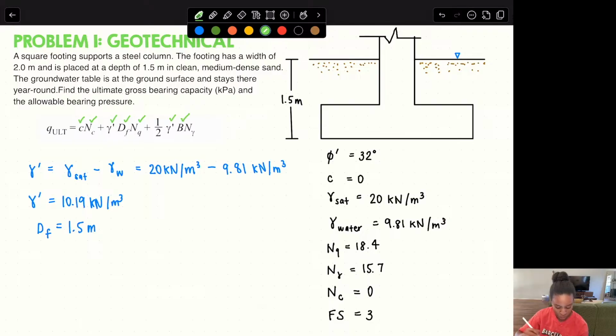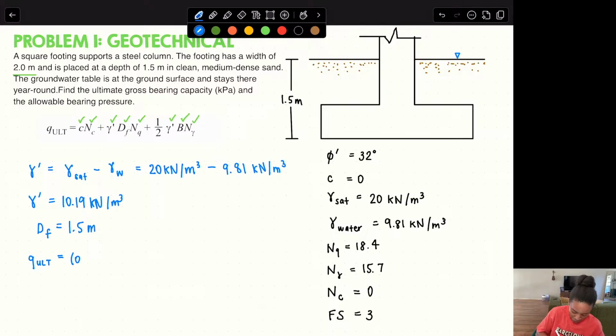B is going to be the width of the footing. So that's given in the problem statement as 2 meters. So we have that as well. And then again, we have N sub gamma that is given. So we're going to plug all of that into the equation. So Q ultimate, which is the ultimate bearing capacity, equals C, which is 0.